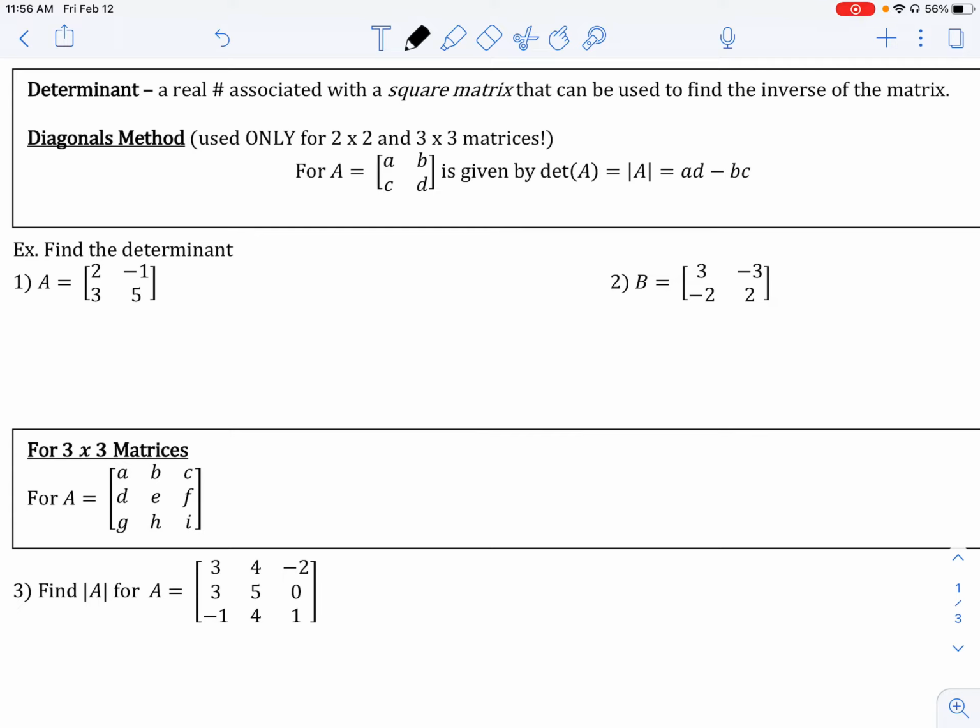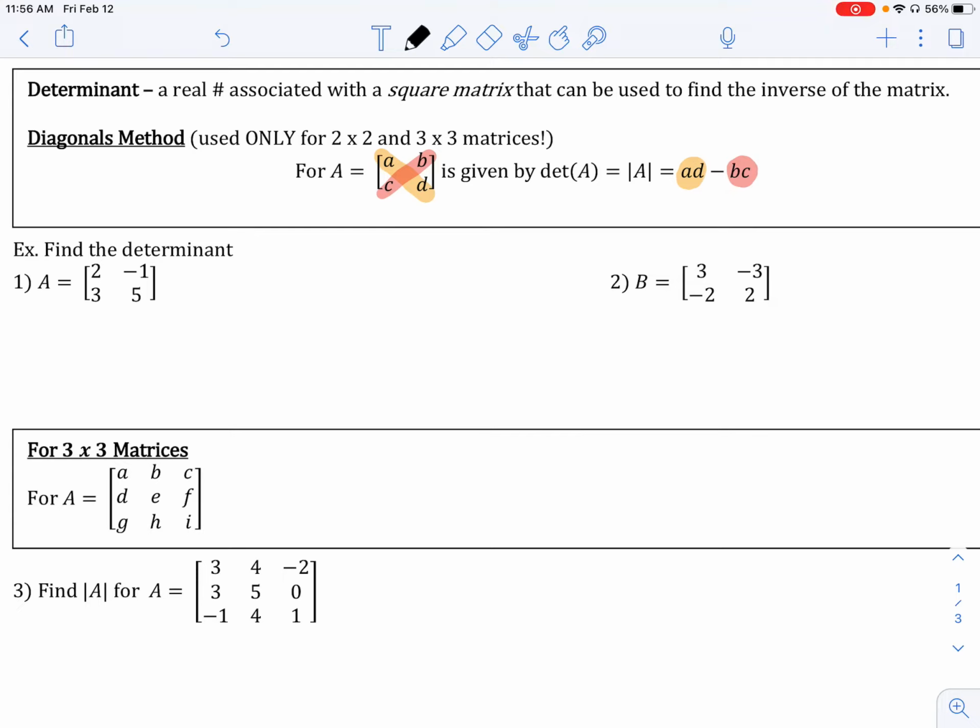So the diagonals method is simply the following. I'm going to be using a lot of colors here in this lesson today. It means that we are going to multiply the diagonals and we are going to subtract their products. So in this case, we would multiply A times D, find that product, and then multiply C times B, or B times C, and then just subtract those two. And the notation that we use for the determinant looks a lot like the absolute value, so it looks like these bars around the A there.